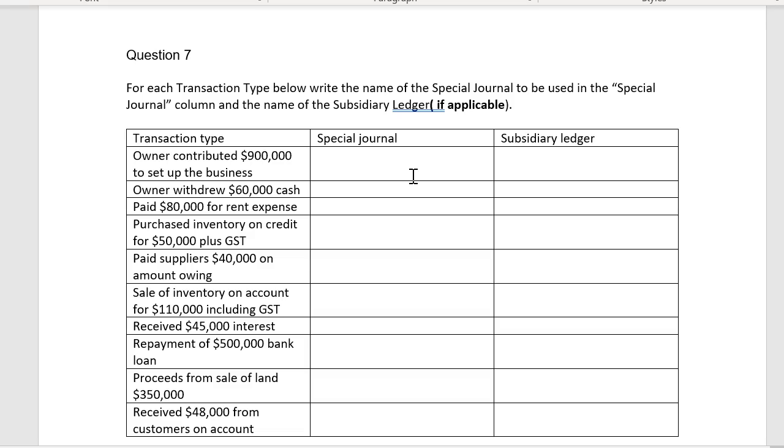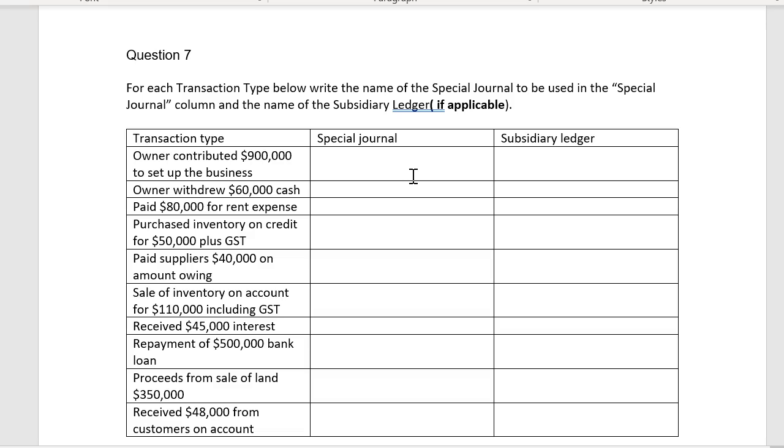So let me go through the special journals we learned. Sales journal is one of them. What does a sales journal record? It records all credit sales of inventory. Next is the purchases journal. What does the purchases journal record? It records all credit purchases of inventory.